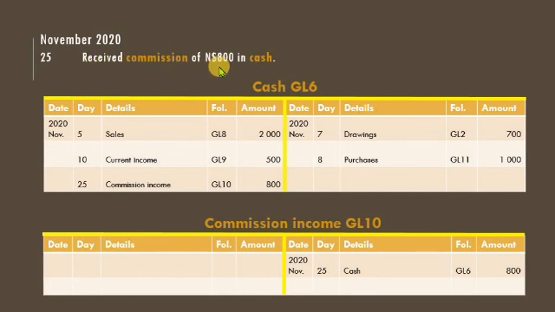Received commission of $800 in cash. So we have commission income and cash. Now cash increases, therefore it will be debited, and the details is commission income. Commission income will be credited because it's an income and it will have the details cash.